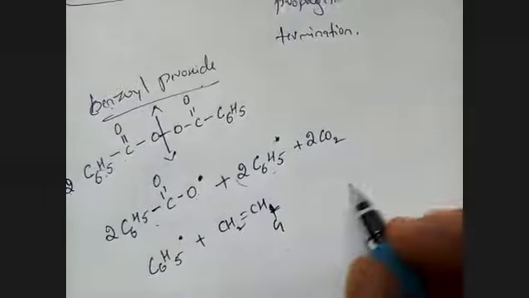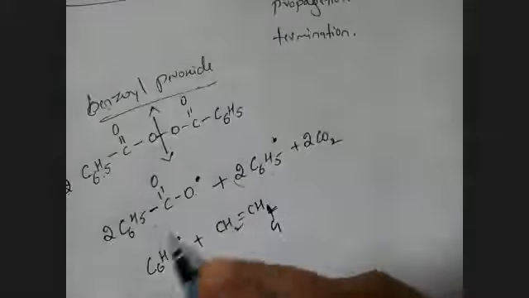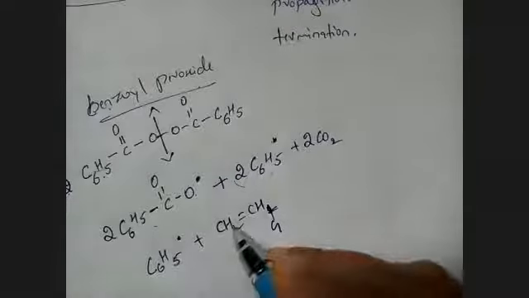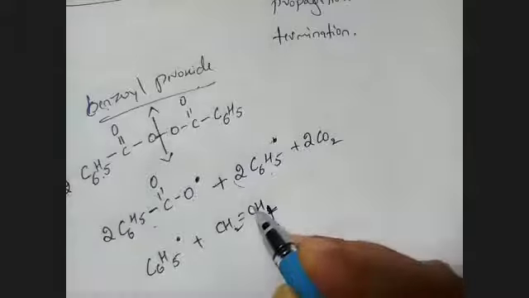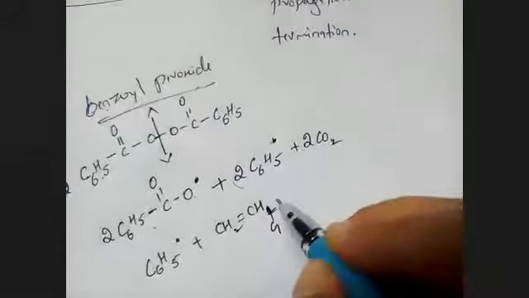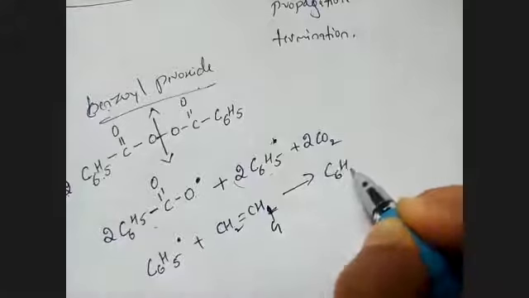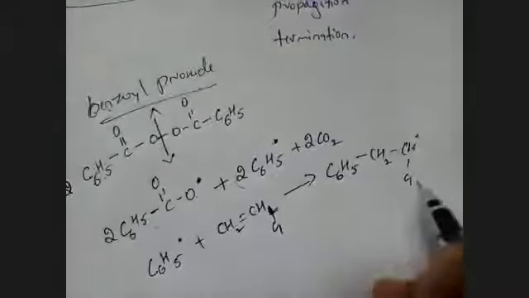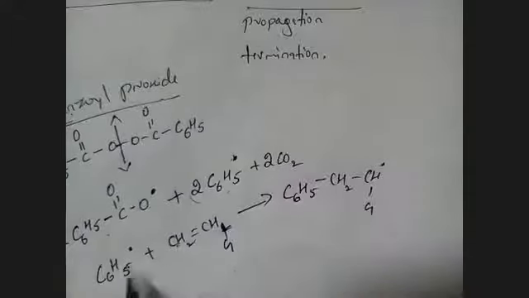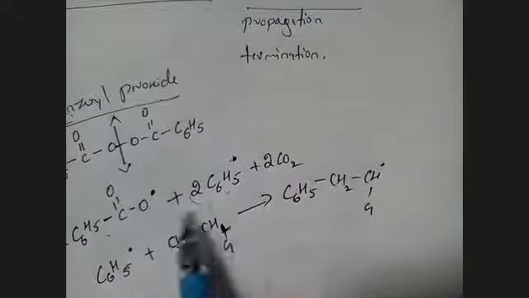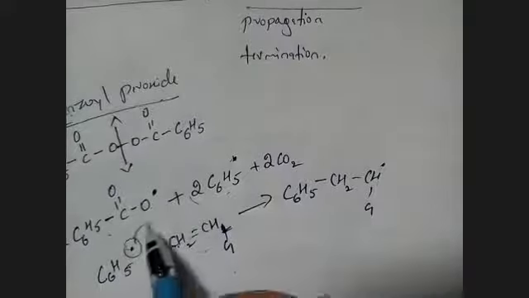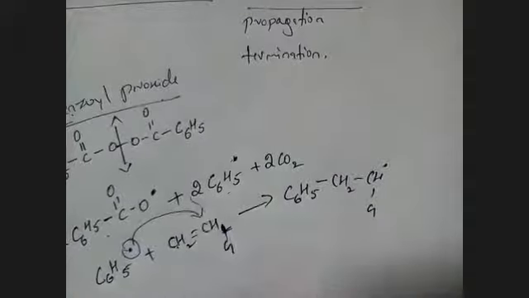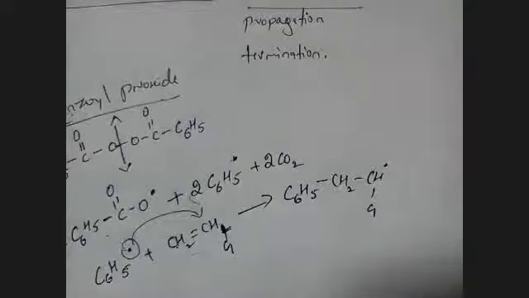What happens when this C6H5 free radical interacts with your CH2 double bond CHG? It will give you a molecule of C6H5 CH2 single bond CH and G. By making a bond with this molecule, ethene, it's giving its own free radical. It's shifting to the other carbon. G means functional group.